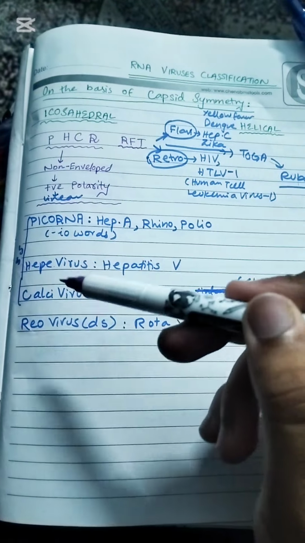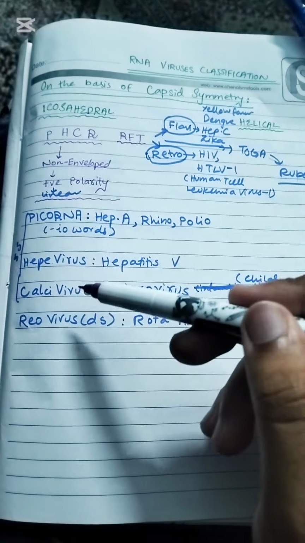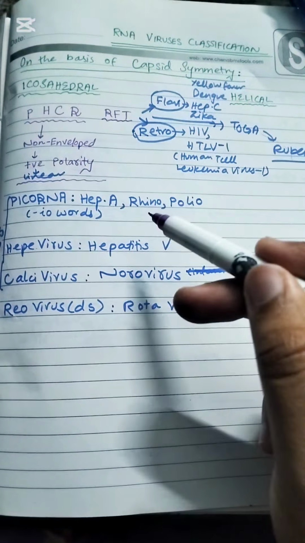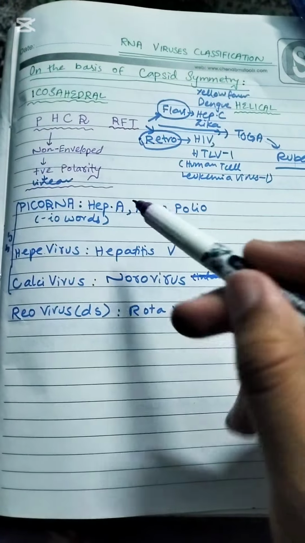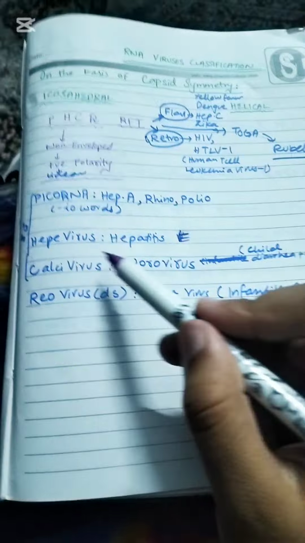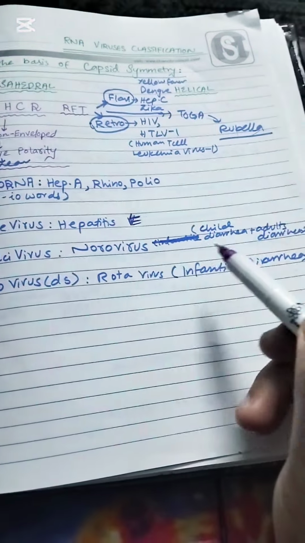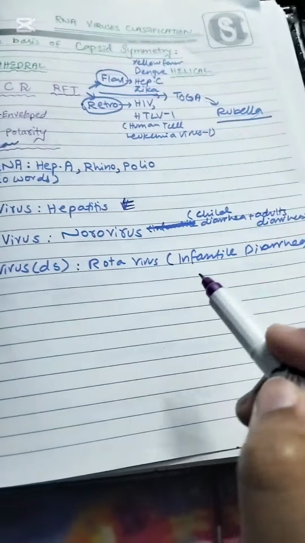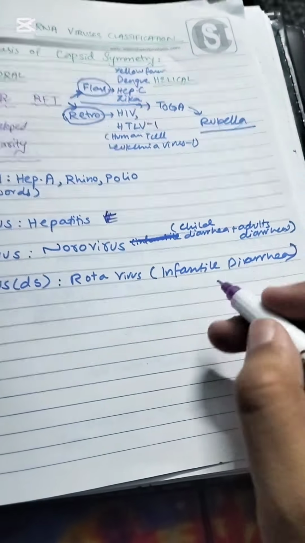Picorna, hep virus, and calcivirus are all single-stranded. However, reovirus is double-stranded. What does picornavirus cause? Please remember the IO words for that: rhino, polio, and hepatitis A, because A comes at the end. Hep virus causes hepatitis E, calcivirus causes norovirus, which is responsible for diarrhea in children and adults. And then we have reovirus, which is double-stranded, and it causes rotavirus. This is very common in causing infantile diarrhea.